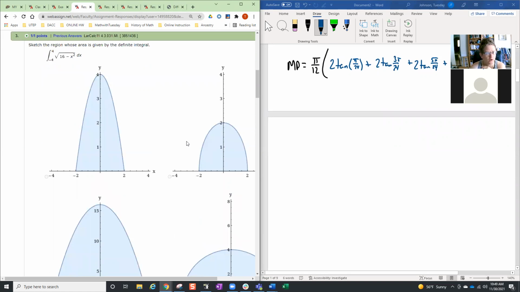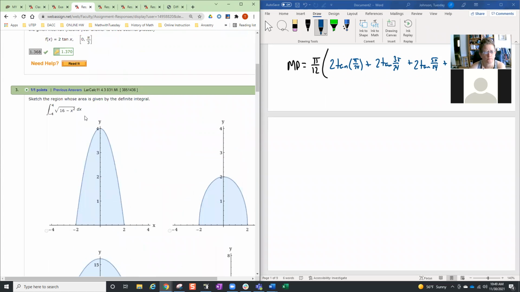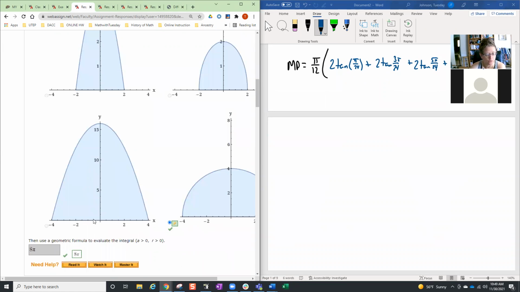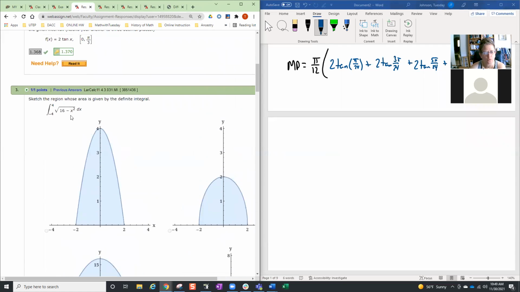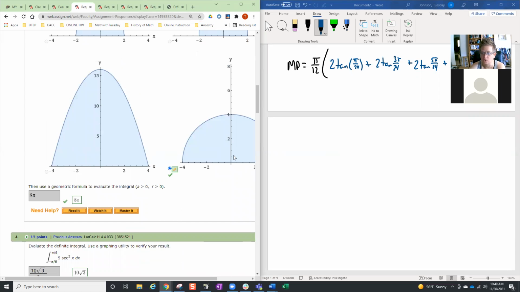How are we doing on number 3? Okay, so the square root of 16 minus x squared, this is always going to be a circle. The top half of a circle, so it's going to be a semicircle. Especially when it's from -4 to 4. So it's not either of these two graphs. It's one of these two. Which one? Well, the one that tops out at 4, because we can never reach a y value of 16. When x is 0, the square root of 16 is 4, the highest it can go, and that's how we know it's this graph.